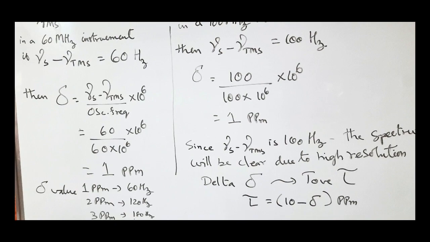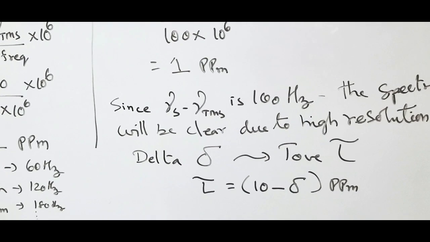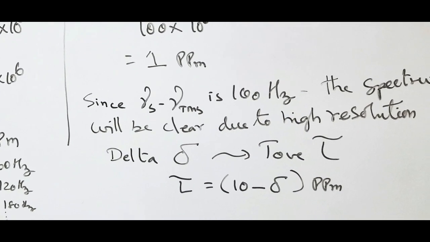But there is an advantage. Instead of using a 60 megahertz instrument, if you use a 100 megahertz instrument, then the spectrum will be clear due to high resolution. The excitation process will be very clear and you can record the NMR spectrum with very high resolution. The signal will be very clear. So the nuclei in the NMR spectrum can be easily identified and calculated.